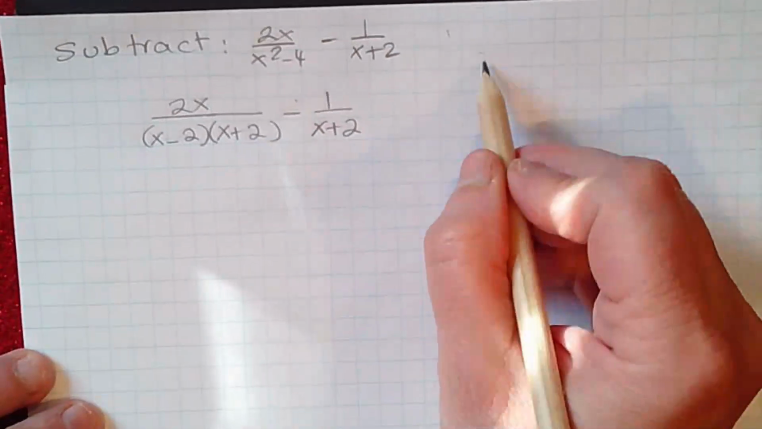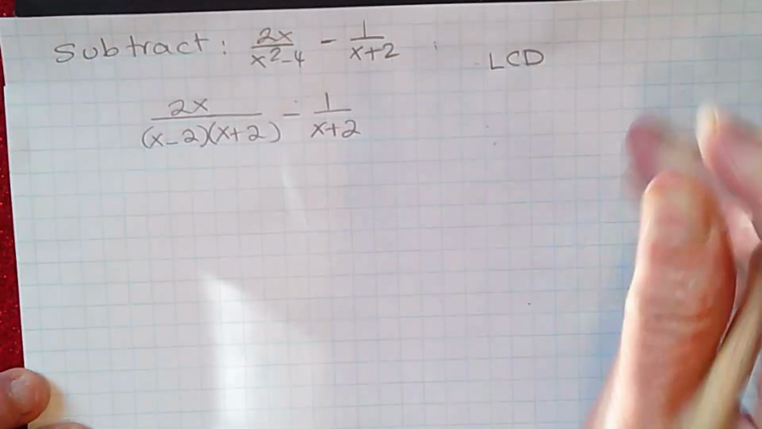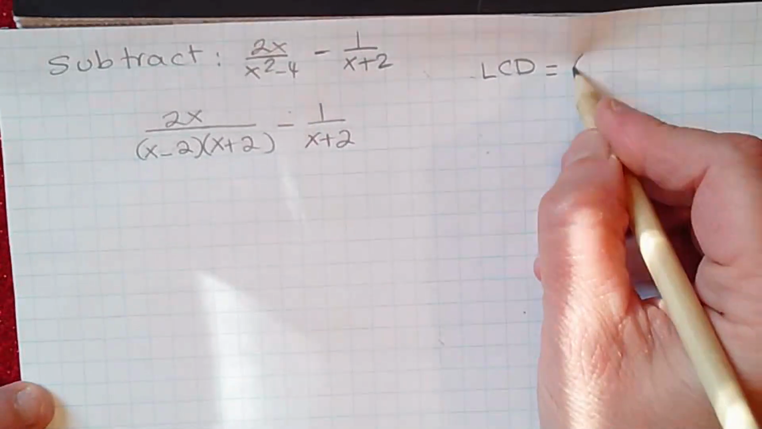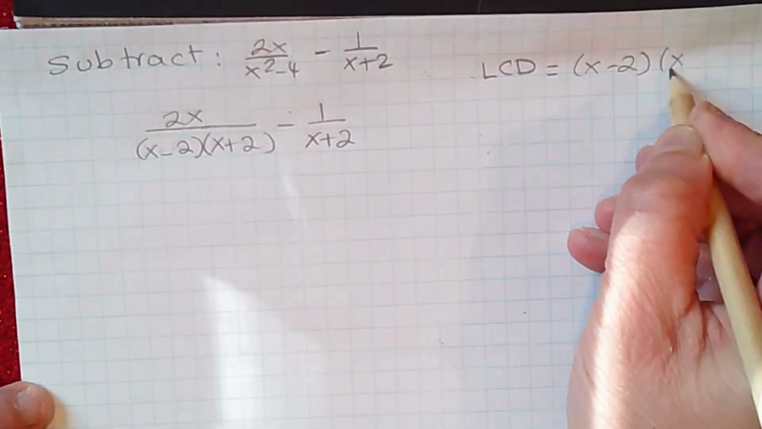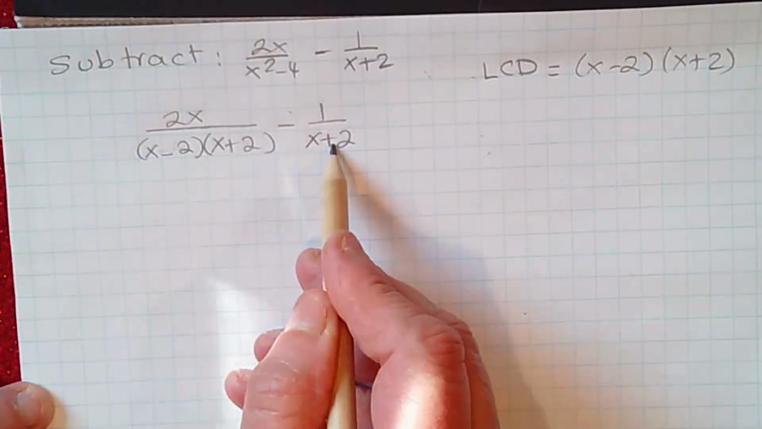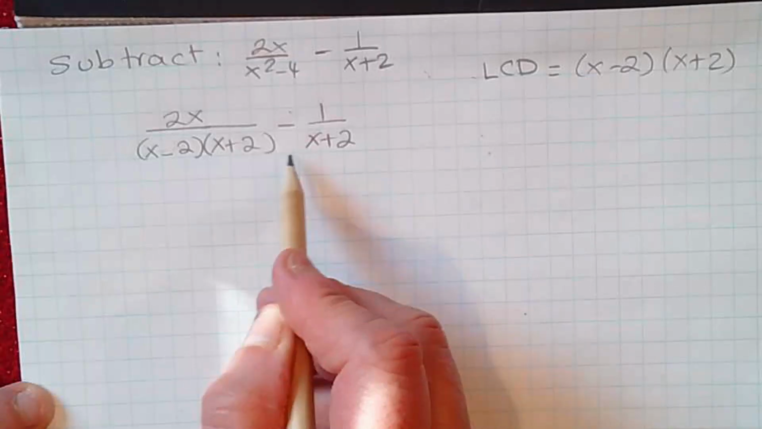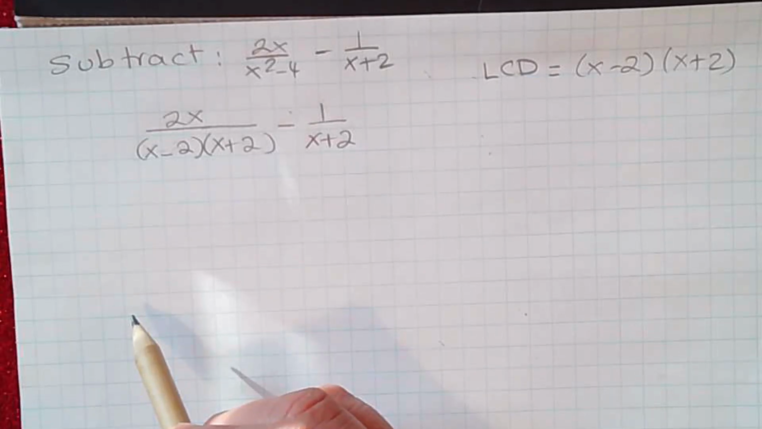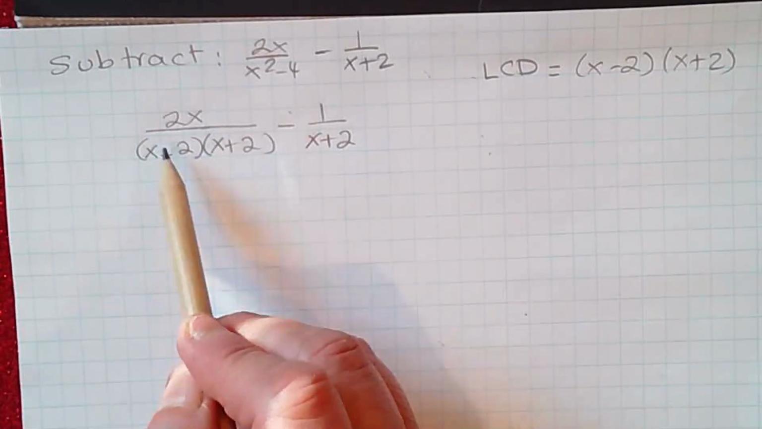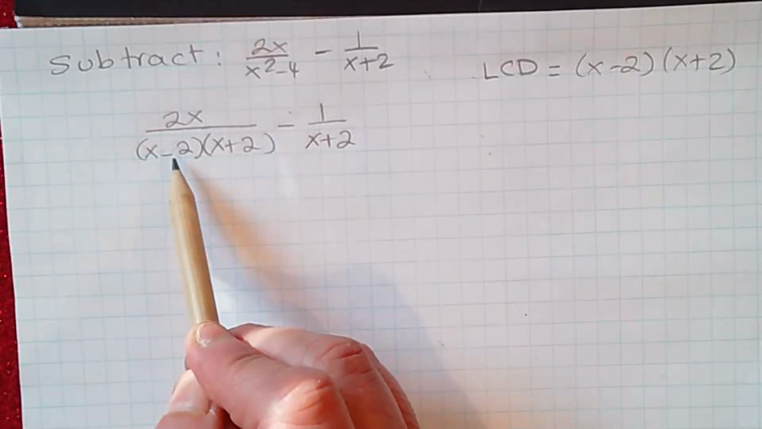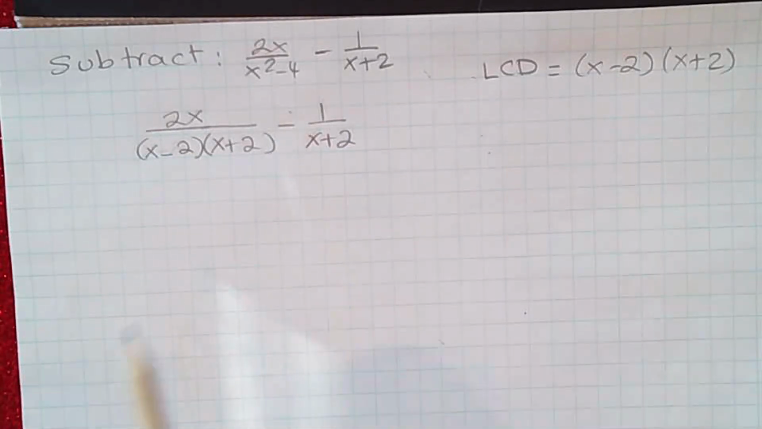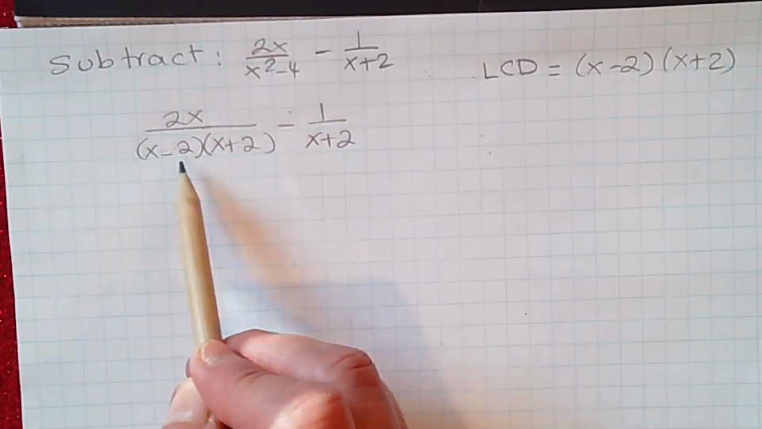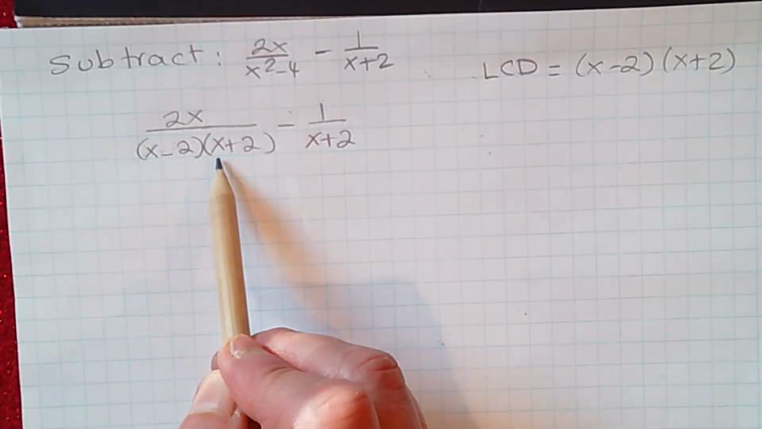The LCD here is equal to x minus 2 times x plus 2. X plus 2 is a common binomial, so we include it only once, and you have x minus 2. So we want to rewrite each fraction into an equivalent fraction that has the LCD in the denominator. Since the first fraction already has the LCD, there's nothing to do here. So we can leave that alone.